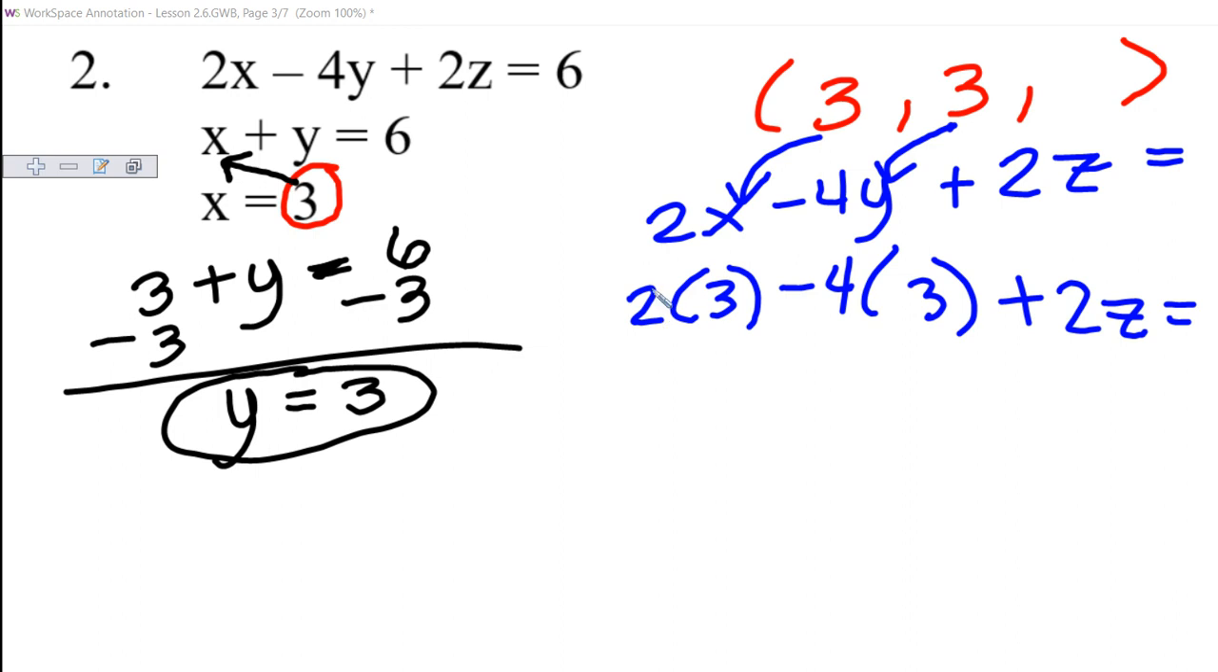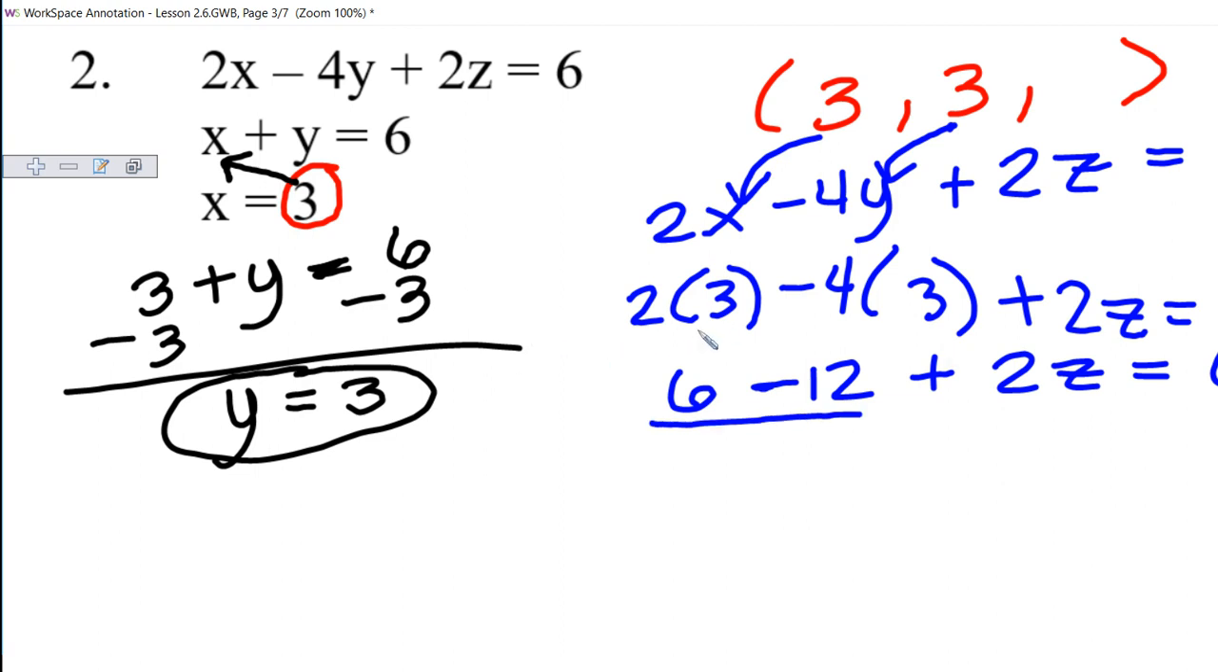So we already said 2 times 3 is 6. And what's negative 4 times 3? Negative 12 plus 2z equals 6. What should we do next? Combine your like terms. So what's 6 minus 12? Negative 6 plus 2z equals positive 6.